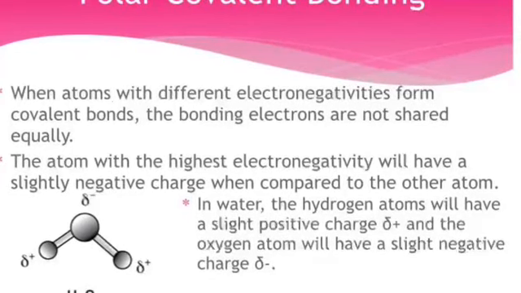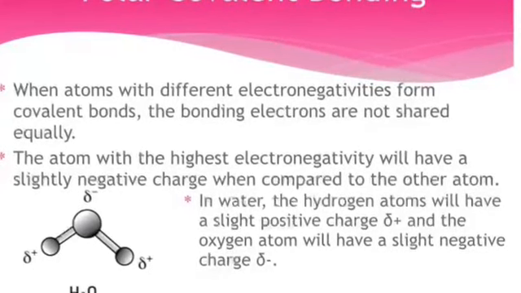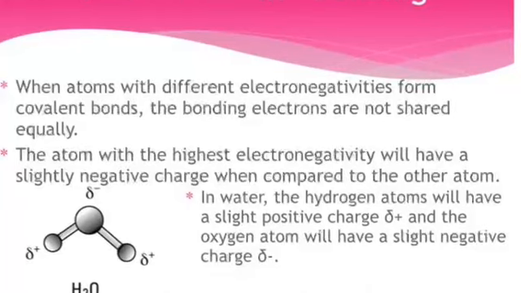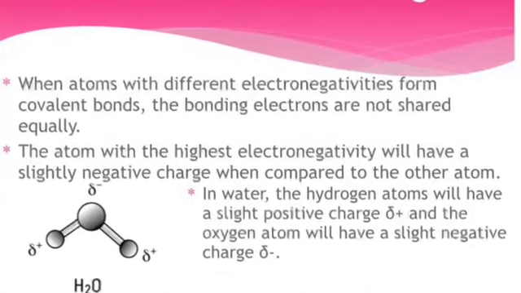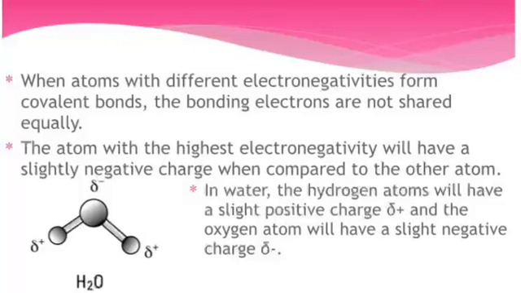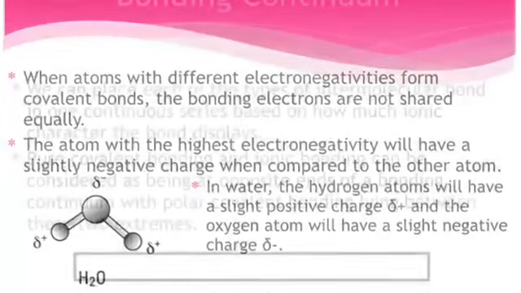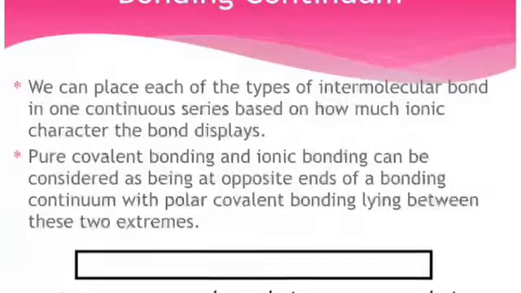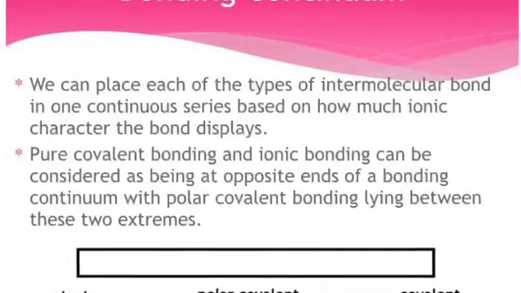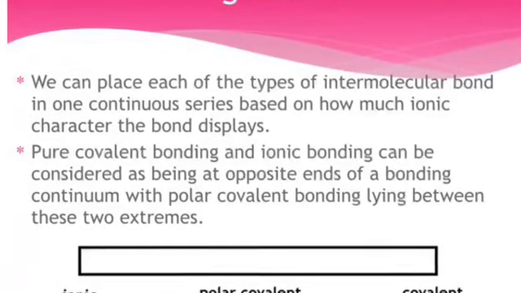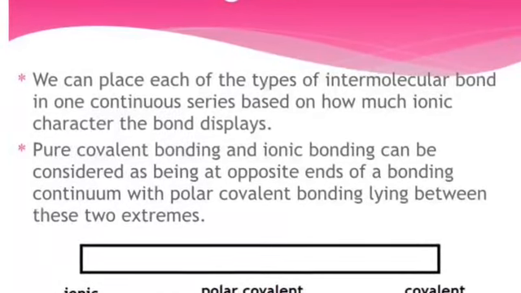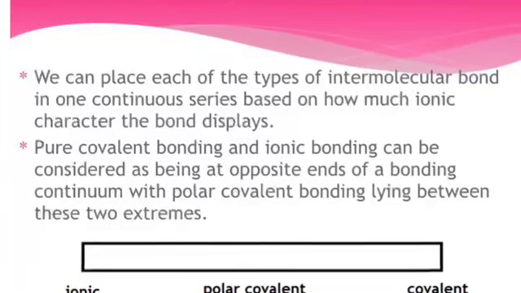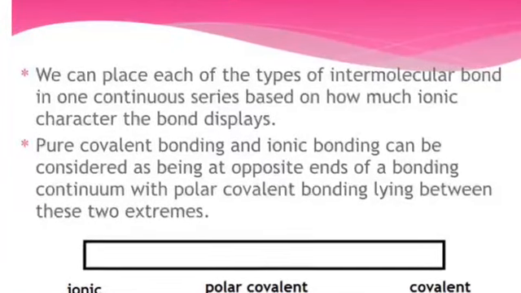So one side of the atom finishes up with a slight negative charge, the other side finishes up with a slight positive charge. This will obviously give intermolecular bonding. The bonding continuum gives us an idea of how all these fit together, with ionic bonding, where you've got extreme variances in electronegativity, and non-polar covalent, where there's little.